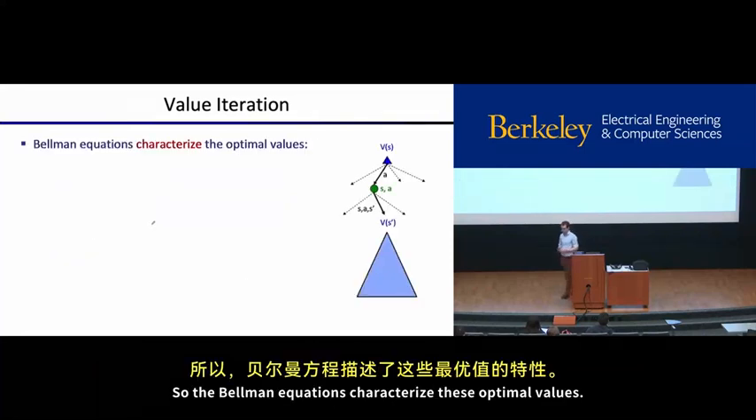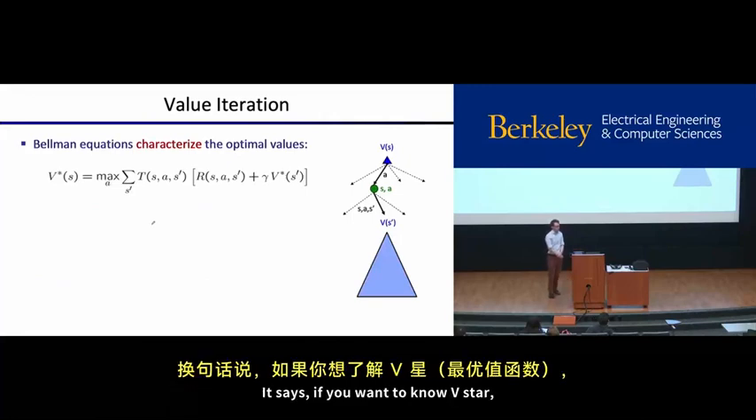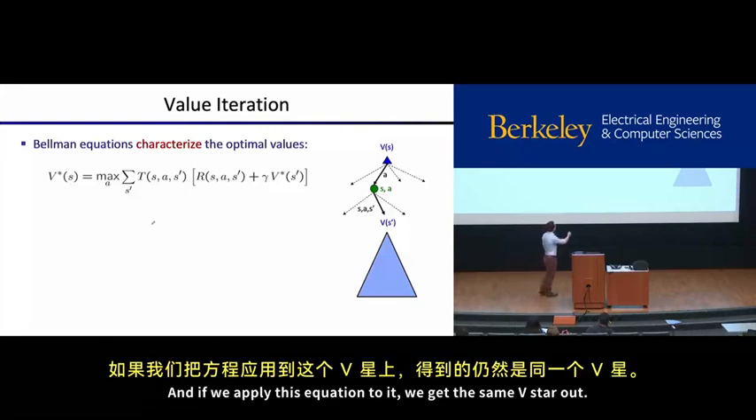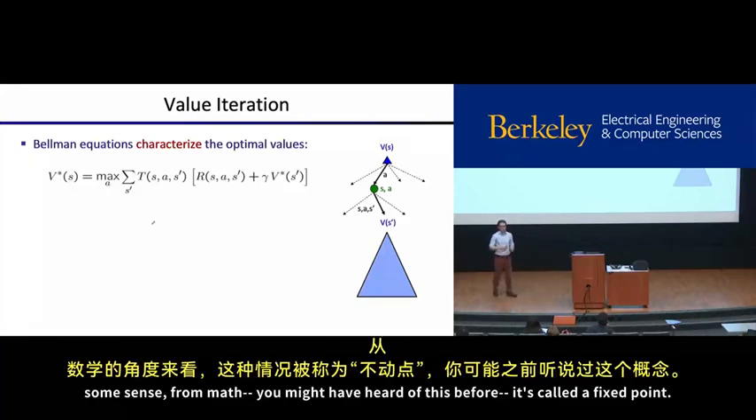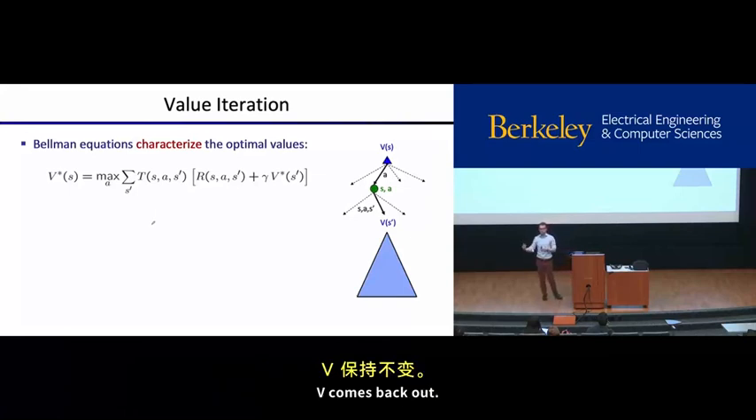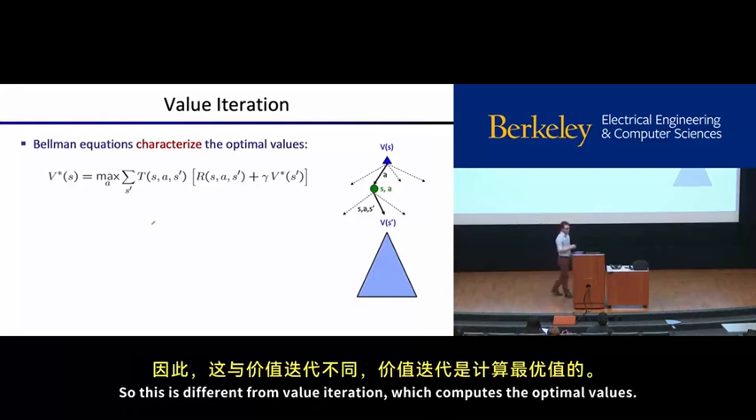So the Bellman equations characterize these optimal values. It says, if you want to know v star, we can define v star as whatever is true if you apply this equation to it. So we start with a v star, and if we apply this equation to it, we get the same v star out. From math, you might have heard of this before. It's called a fixed point. It's saying that there's this expression v, which if we apply this thing to it, v comes back out. That's why it's fixed. So this is different from value iteration, which computes the optimal values.